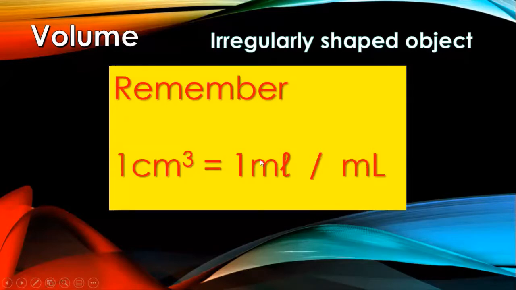Okay? So, ladies and gentlemen, please, 1 cubic centimeter is the same as 1 milliliter. Now, why am I saying this? Because cubic centimeters is usually a regularly shaped object. When you measure that rock, you're going to get the answer in milliliters, because the measuring cylinder measures milliliters. Then you convert it straight to cubic centimeters.